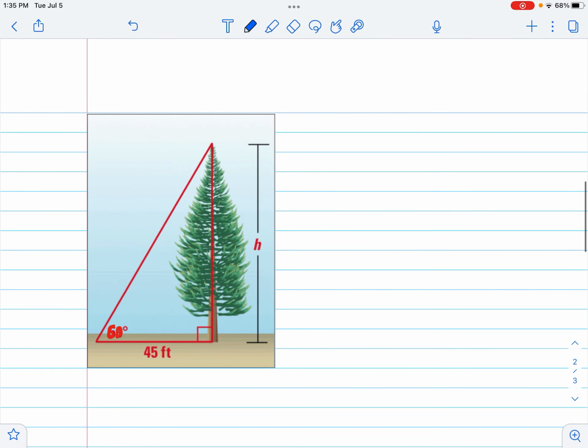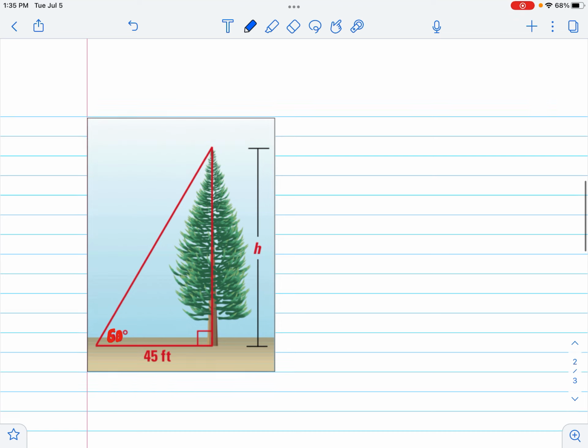Now let's see how we can use that. Let's suppose we want to know how tall this tree is. And we know that we've got an angle, we're going to call this the angle of elevation, from the ground to the top of the tree. It makes an angle of elevation of 60 degrees. And we want to figure out what h is. Well, look at this. We want a way to relate 60 degrees, h, and 45. Well, tangent, right? Tangent of 60 degrees, look, it's opposite over adjacent.